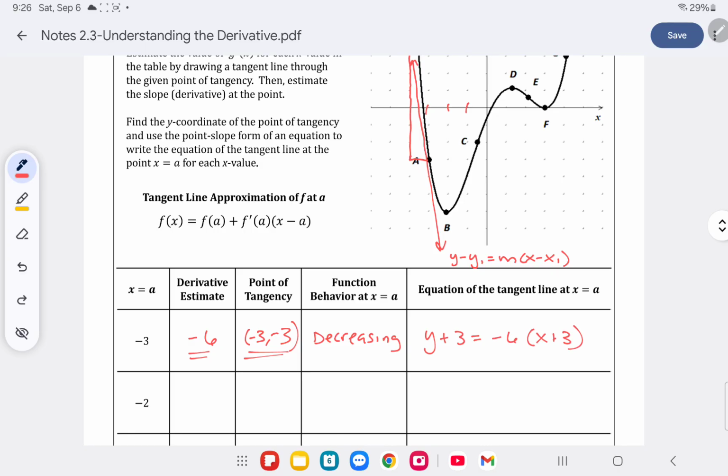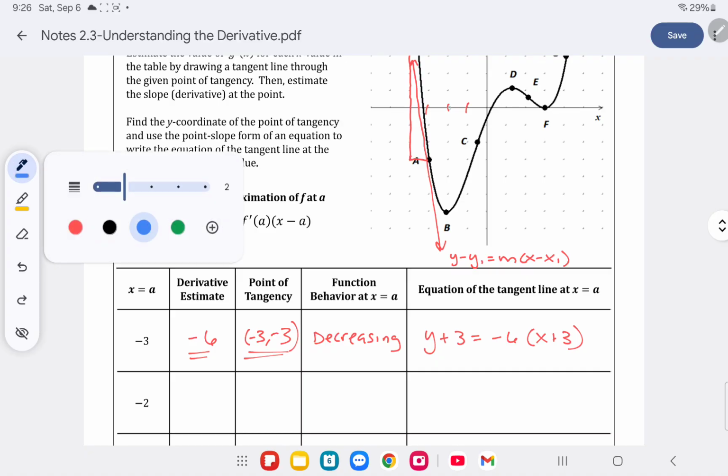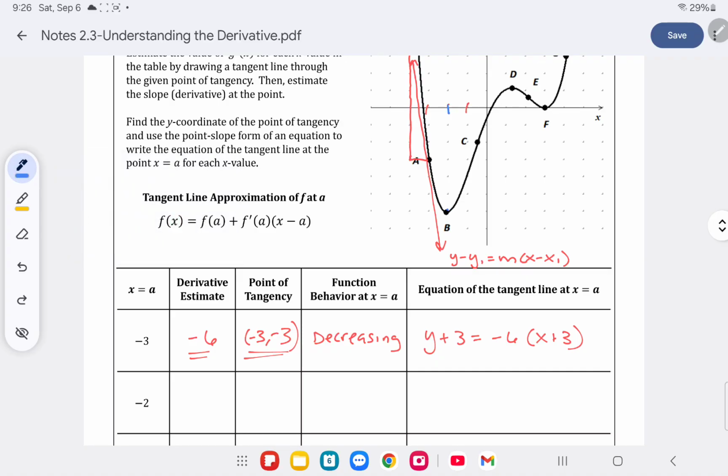So at -2, -2 would be B. Here's -2, B is down here. That's a turning point, so our slope is 0 there, which means our function behavior is constant. B is the point -2, -6. And so our equation there, because our slope is 0, would just be y equals -6.